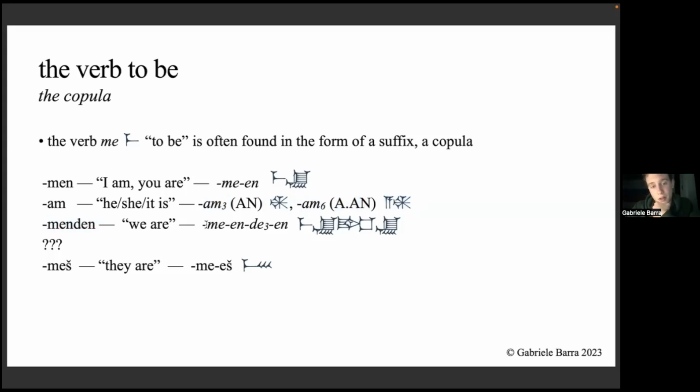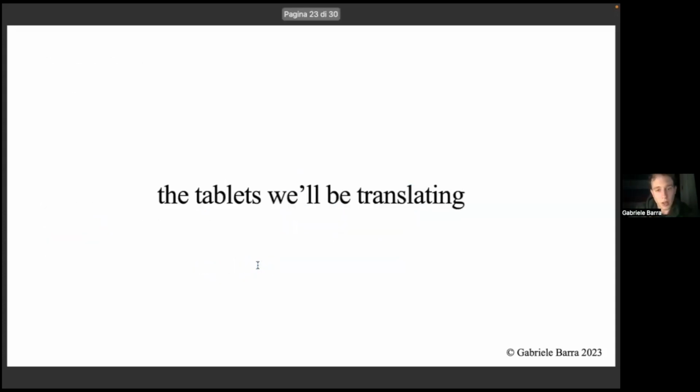Menden, again spelled syllabically, me and in, and they are, again, mesh. Now, some people consider this one single cuneiform character. Doesn't really make a difference. Good. So what else do we have?